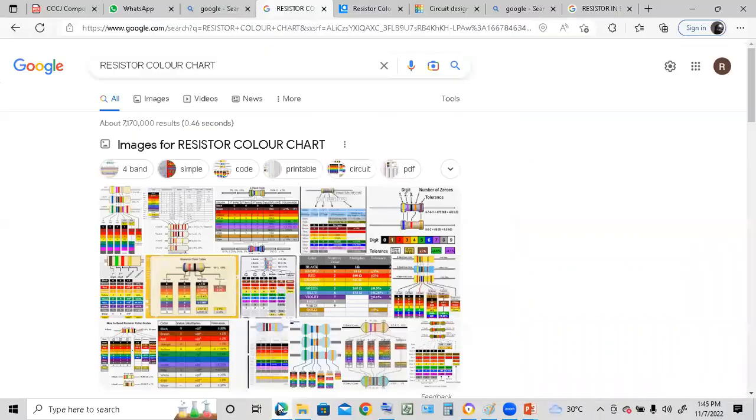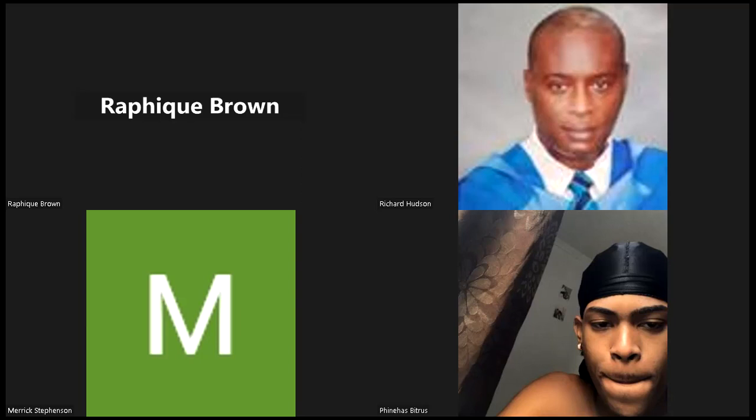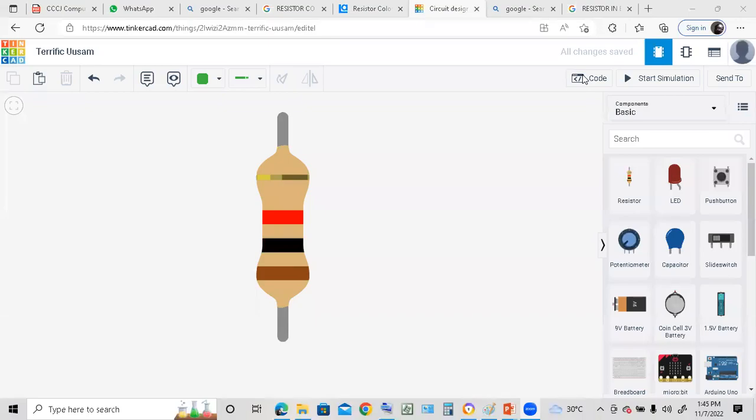So I'm going back now to Tinkercad. I'm going to take out a resistor in Tinkercad, and you tell me the value of this resistor. What's the value of this resistor? Oh, I'm still not sharing. I'm supposed to be sharing. Yeah, what's the value of this resistor?